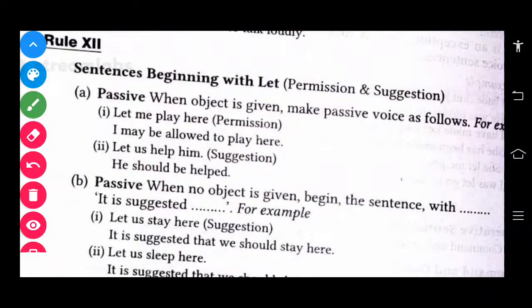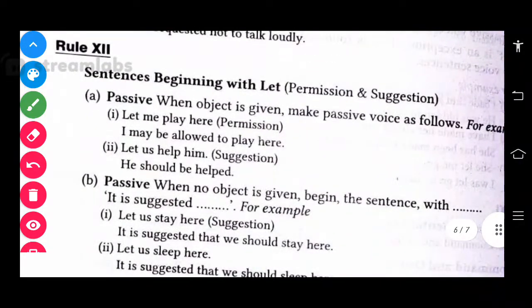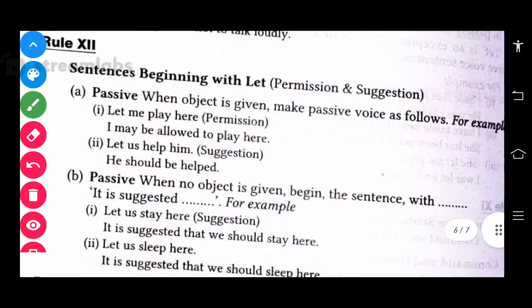But in the active sentence only, if the sentence started with let, in what way we have to do? In what way we need to make the sentence into passive? Suppose, see the example, see there. Let me play here. Just as we look at the sentence, just before going to answer it, just look at this. When an object is given, make passive voice as follows. Let me play here. So I may be allowed to play. Let us help him. He should be helped.